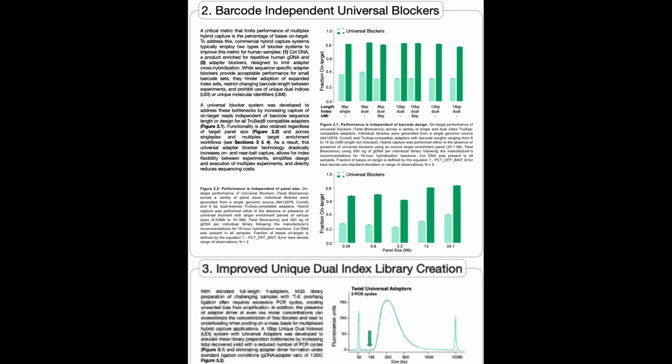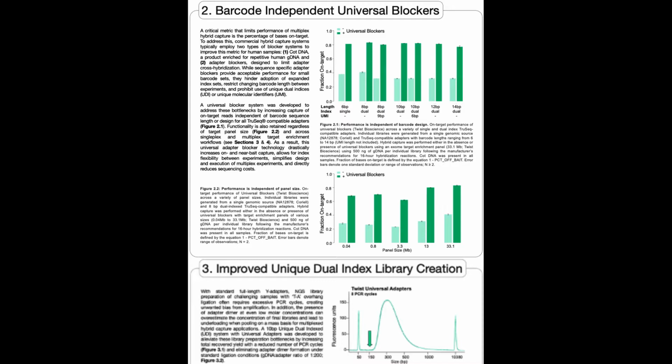Now, with our competitors' adapter blocker products, you're more than likely going to be locked into one or two of these designs unless you work towards and order a custom product. This can get prohibitively expensive, especially if you need to go to scale for larger projects or switch index design or length in the middle of a project for technical reasons. With Twist universal blockers, this is simply a non-concern. You can utilize your research funds in a more efficient manner.